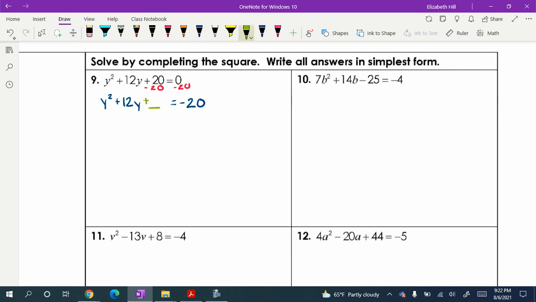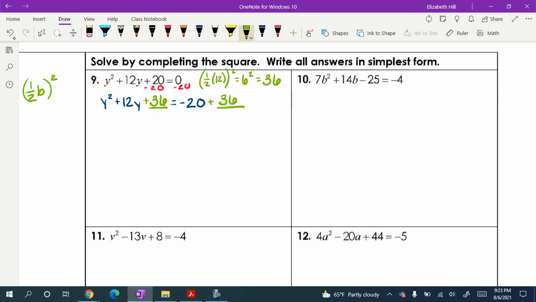I am going to be adding a number to the left-hand side and to the right-hand side. That number that we are going to add is 1/2 b squared. So in our case here, we're going to take 1/2 of 12, which is 6, and we're going to take 6 and square it, so we get 36. If I add 36 to the left, I have to add 36 to the right.